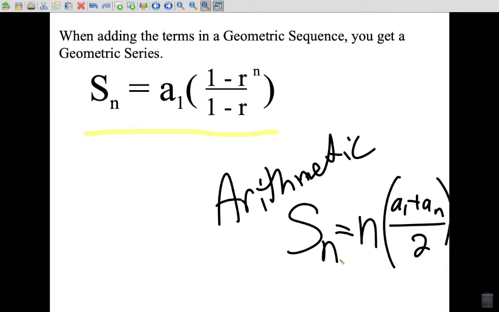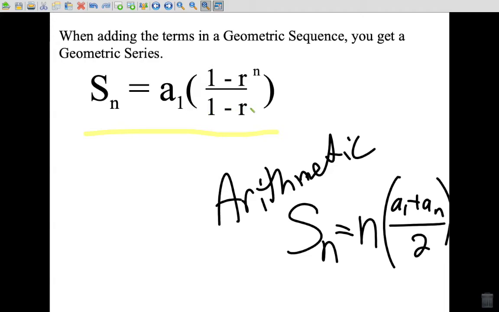In class, we would have worked on figuring out how you add together the terms. We could have self-discovered this formula for the arithmetic series. The geometric one is a little bit more complicated, partly because there's an exponent. So in this case today, I'm just giving you the formula. We'll work on how you simplify. But to find the sum of n terms in a geometric series, you take the first term times the quantity, where the numerator is 1 minus r to the nth, and the denominator is 1 minus r.